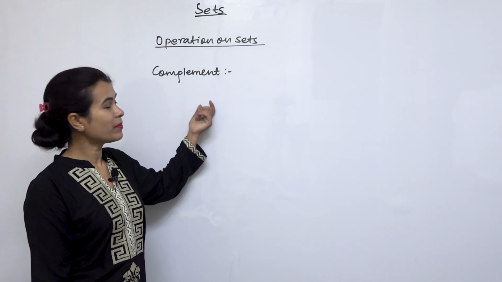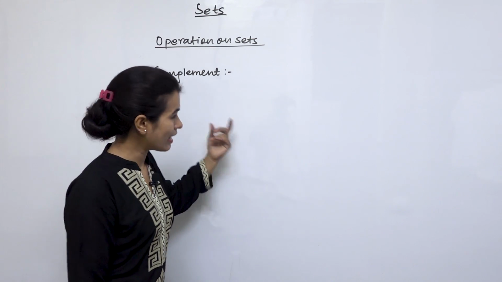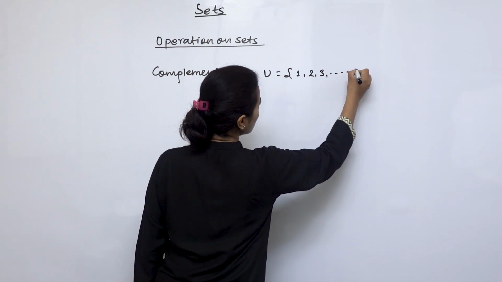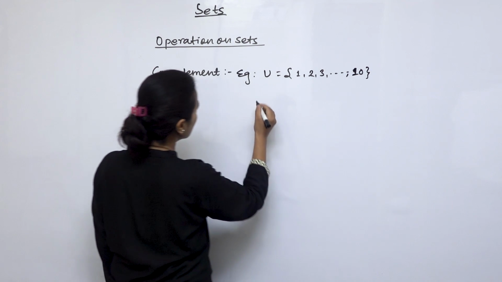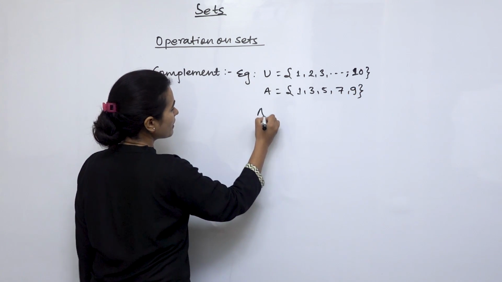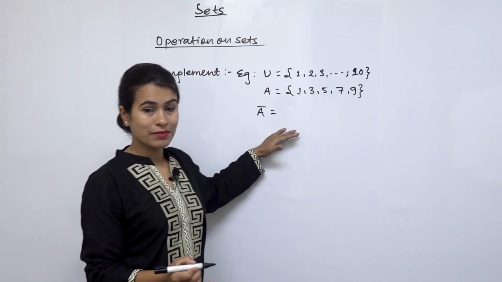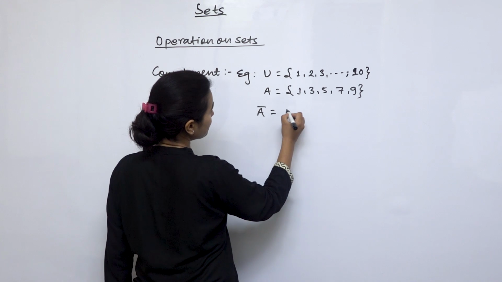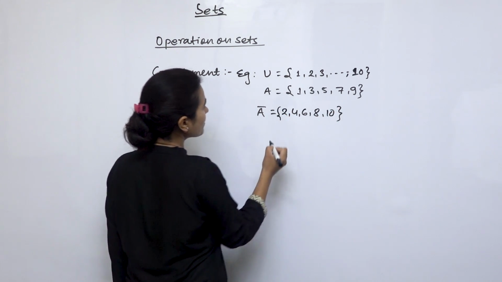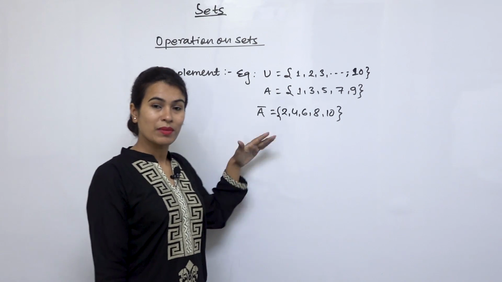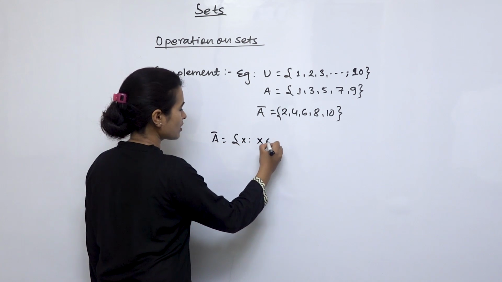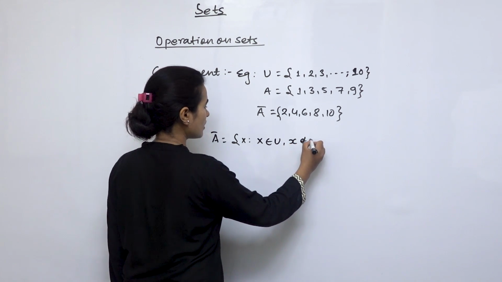The complement of set A is all the members of the universal set that do not belong to set A. For example, if we have 1 to 10 in the universal set, and in set A we have 1, 3, 5, 7, 9. Now complement of set A means members which are in the universal set but not in set A. Besides 1, 3, 5, 7, 9, what else is left in the universal set? 2, 4, 6, 8 and 10 is the complement of set A. So complement of any set means besides that set, the remaining members of the universal set. Symbolically, A complement equals X such that X belongs to U but X does not belong to A.